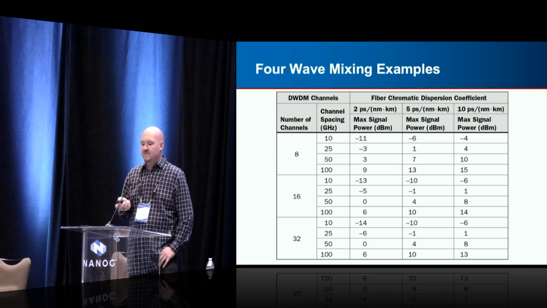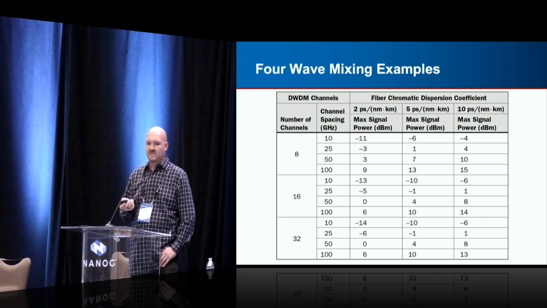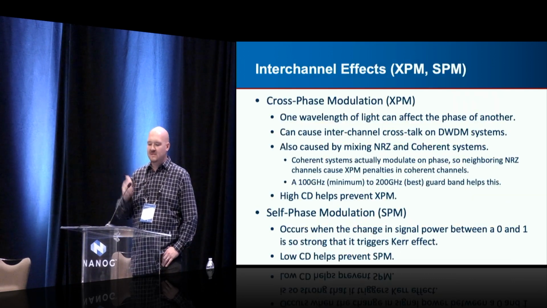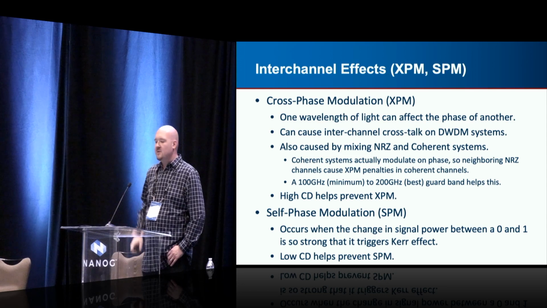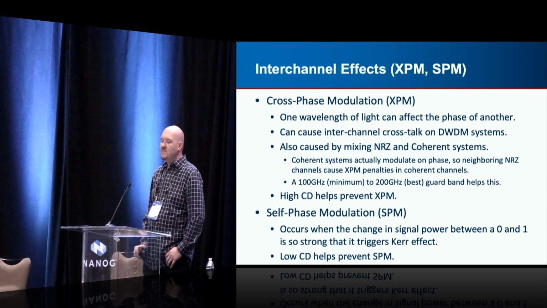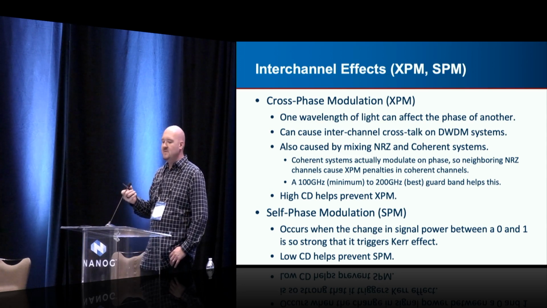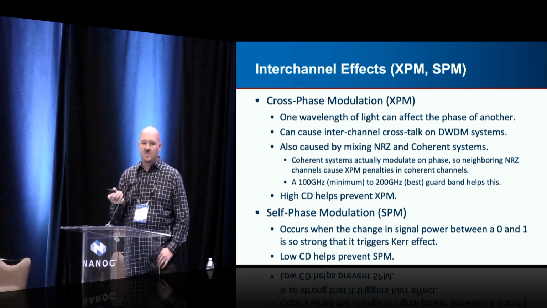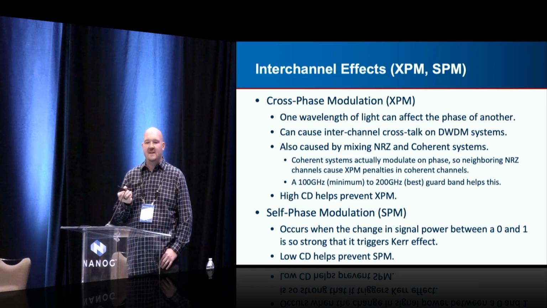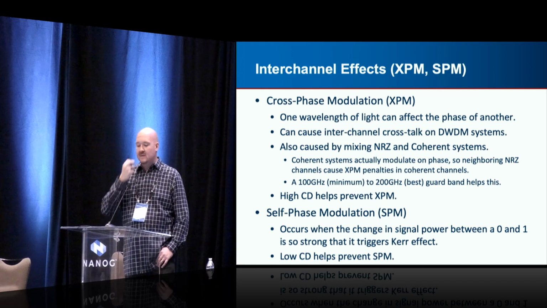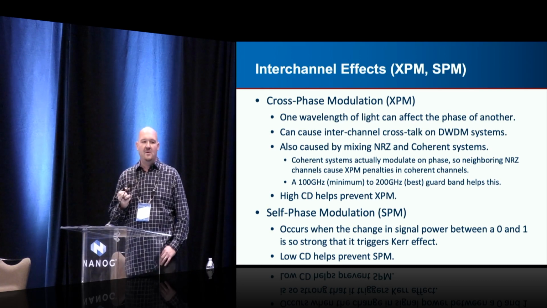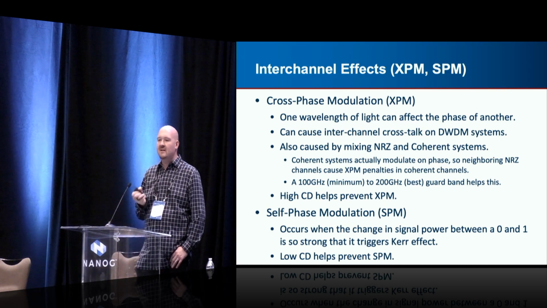Some more diagrams or more examples of different channel counts and different power levels that people can look at. So interchannel effects, these are your Kerr effects. Cross-phase modulation is what happens when one wavelength of light affects the phase of another. Generally, where you care about this is when you're mixing an NRZ and a coherent system.